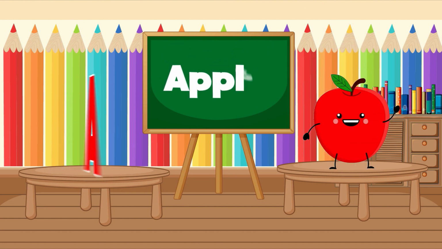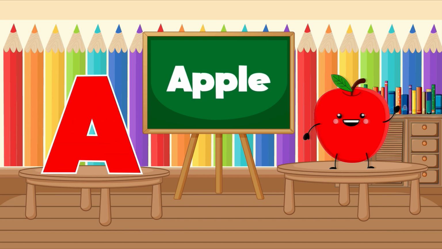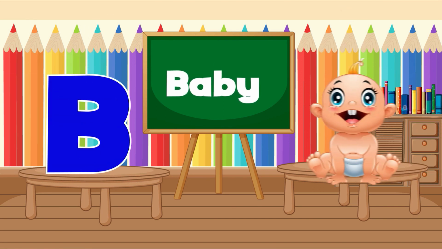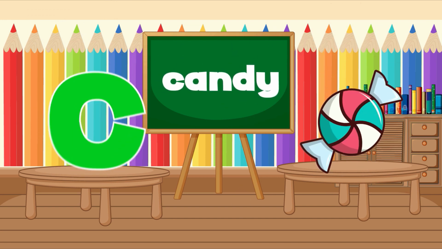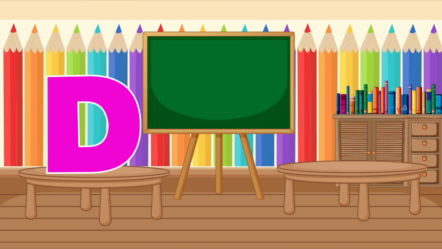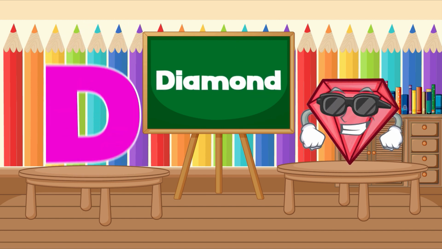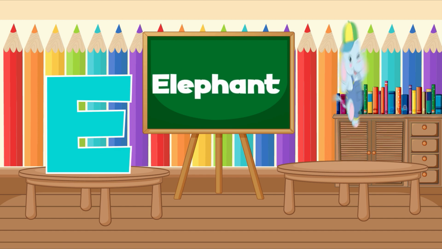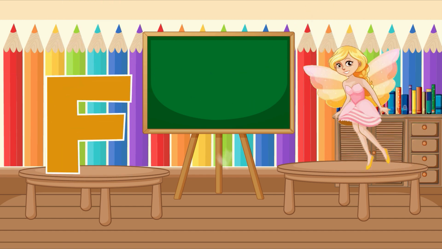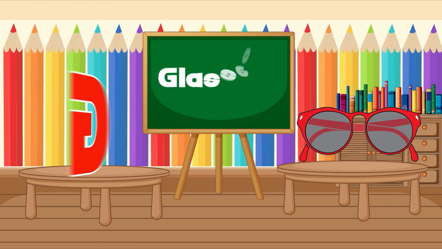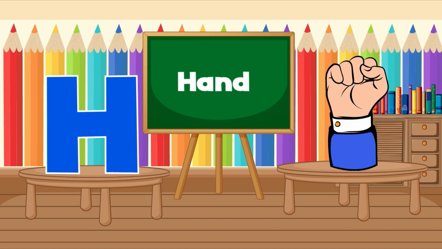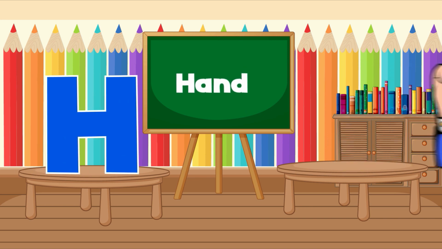A is for apple, apple. B is for baby, baby. C is for candy, candy. D is for diamond, diamond. E is for elephant, elephant. F is for fairy, fairy. G is for glasses, glasses. H is for hand, hand.